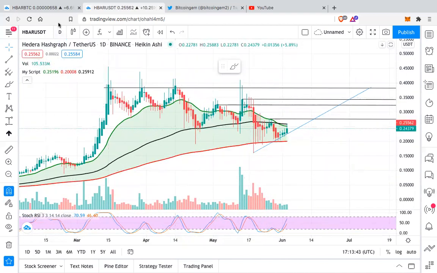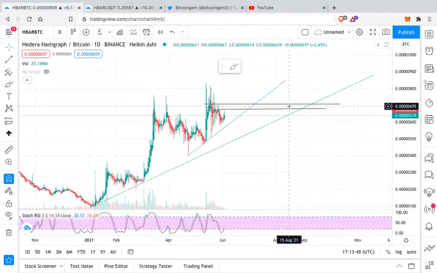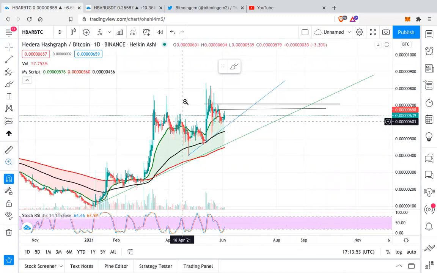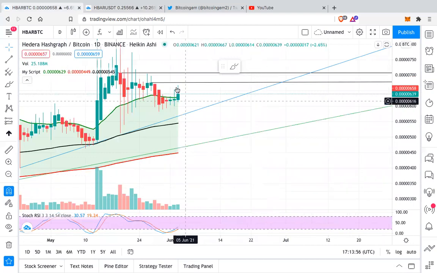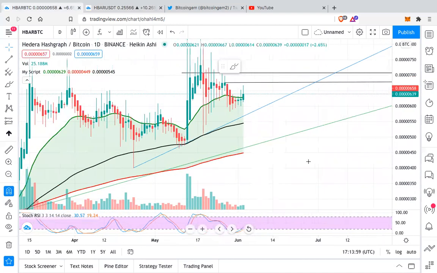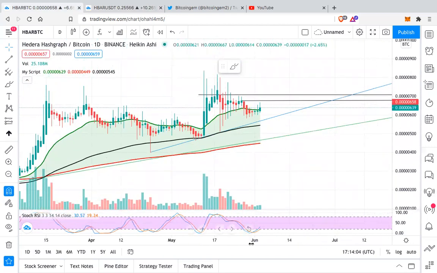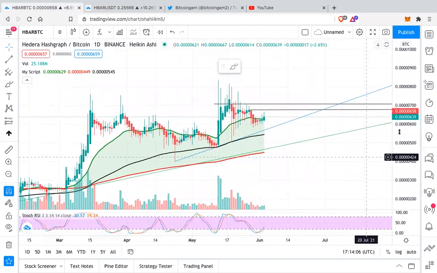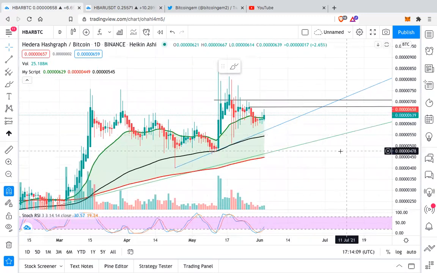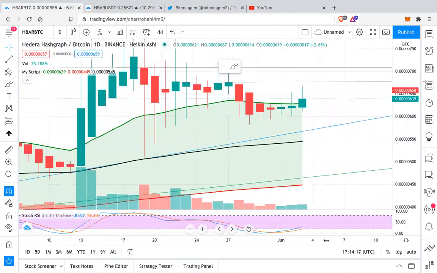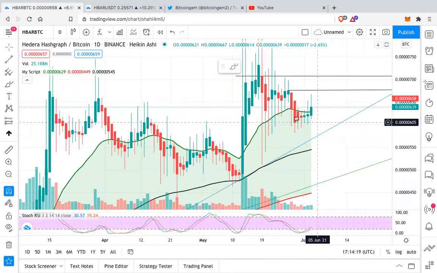But again, the reason I am sharing this chart is not because of this USDT chart. It is because of this BTC chart. If you look at the BTC chart of HBAR, look at this. It's bullish. It's above the 21 EMA, and hence if Bitcoin keeps going up and if Bitcoin doesn't fall further, then we can expect HBAR also to pump. It is currently above the 21 EMA.